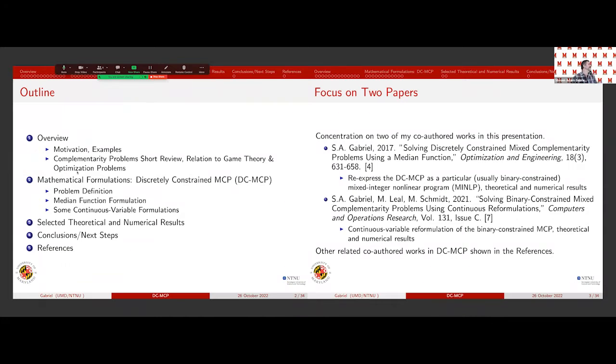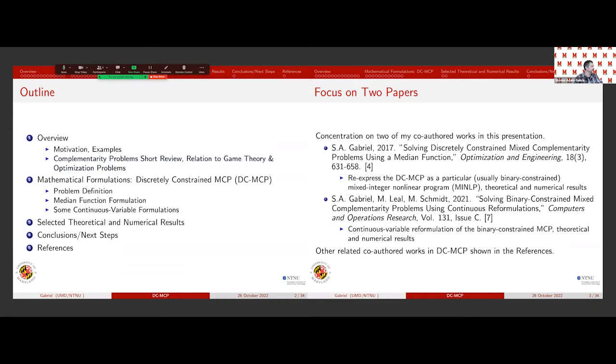Hopefully it's good. So the overview is, I want to motivate this. Why are we even studying this? And then a very short review of complementarity problems for those people that have never seen them. They generalize many problems in optimization, zero finding problems, econometrics. You can mix all kinds of things together. It's a very large class of problems.